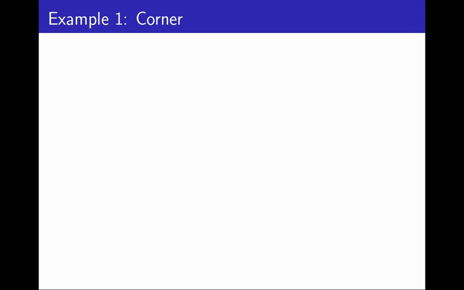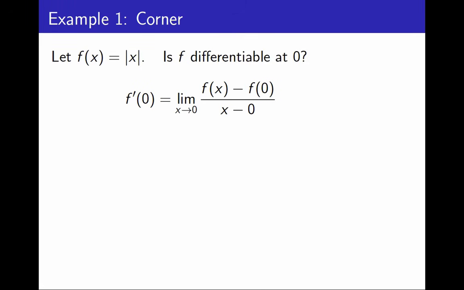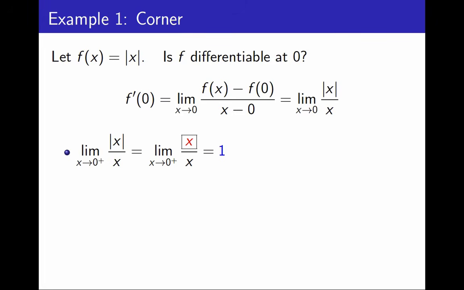For my first example, consider the function f, defined by f of x equals absolute value of x. I want to know whether f is differentiable at 0. Let's try to compute the derivative at 0, as the limit as x approaches 0 of f of x minus f of 0 over x minus 0. Using the definition of f, this is the limit of absolute value of x over x. Since we have the absolute value of x, it is easiest to break it into two cases. When x is positive, as x is approaching 0 on the right, the absolute value of x is simply x, and the limit is 1. On the other hand, when x is negative, as x is approaching 0 on the left, the absolute value of x is minus x, and the limit is minus 1.